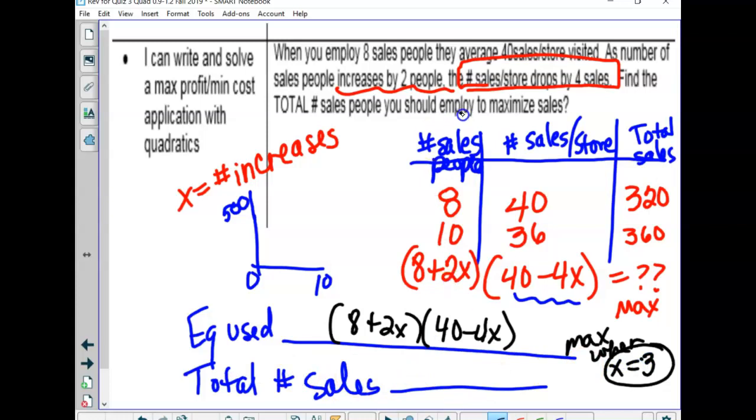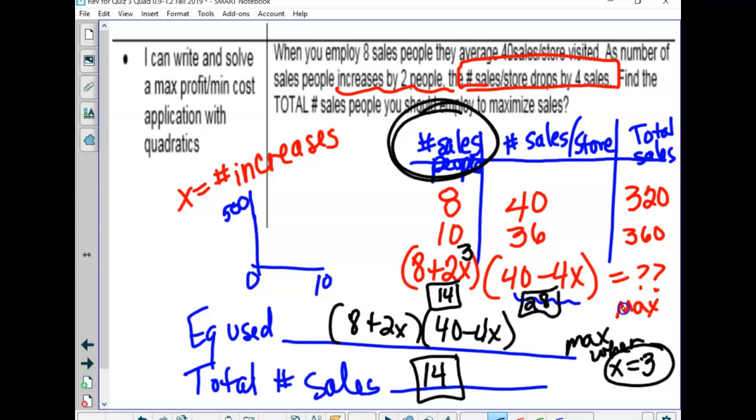No, I got to plug it. It wants number of salespeople, so I got to put my 3 back in here. So I got to increase it by 2 3 times, which would make 14 salespeople. If I put a 3 back in here, this would be 20 minus 12 or 28 maybe. And then that would give me the 392. But all it wants me to do is plug it back in and find the total number of salespeople. Okay? There were 2 of those on worksheet 9B. Do them and check them.